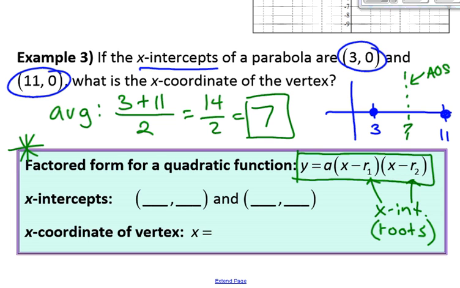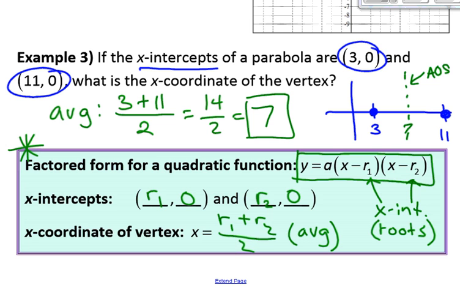The x-intercepts are going to be root 1, 0, and root 2, 0. Those are the x-intercepts. And then the x-coordinate of the vertex is the average. So that would be the 2 roots added divided by 2. If you want to put in that that's the average, you can. All right, so that is all the information we can pull from the factored form of a quadratic function.